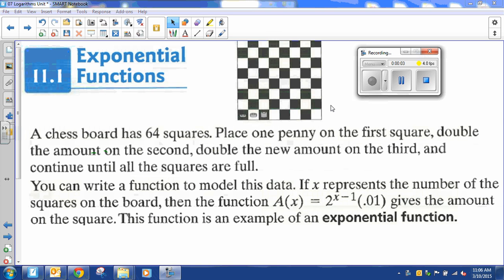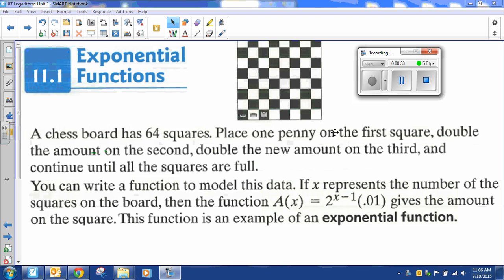Exponential functions. So here we have a situation that reminds me of a question someone asked me when I was younger. Would you rather have a penny on the first day, then double it for the second day, double it on the third day? So 1 penny, 2 pennies, 4 pennies, 8 pennies, 16, 32, and so on for a month? Or would you rather have $100 a day for a month?